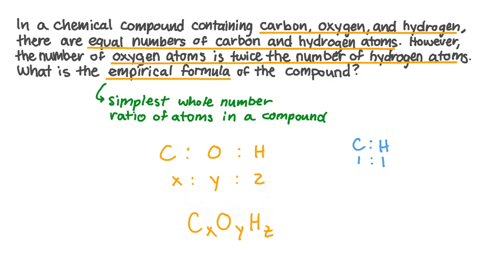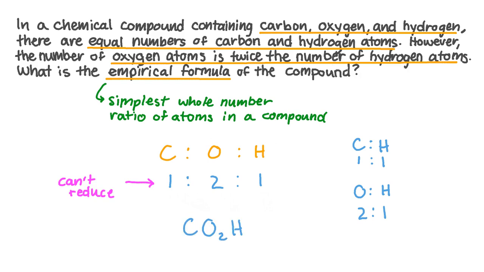Then the problem says that the number of oxygen atoms is twice the number of hydrogen atoms. In other words, the ratio of oxygen to hydrogen in the compound is 2:1. If we put both of these pieces of information together, that means that the ratio of carbon to oxygen to hydrogen that's in this compound is 1:2:1. We can't reduce this ratio any further, which means that it's already expressed in the simplest whole numbers. So we can use this ratio to create the empirical formula for the compound, CO2H.